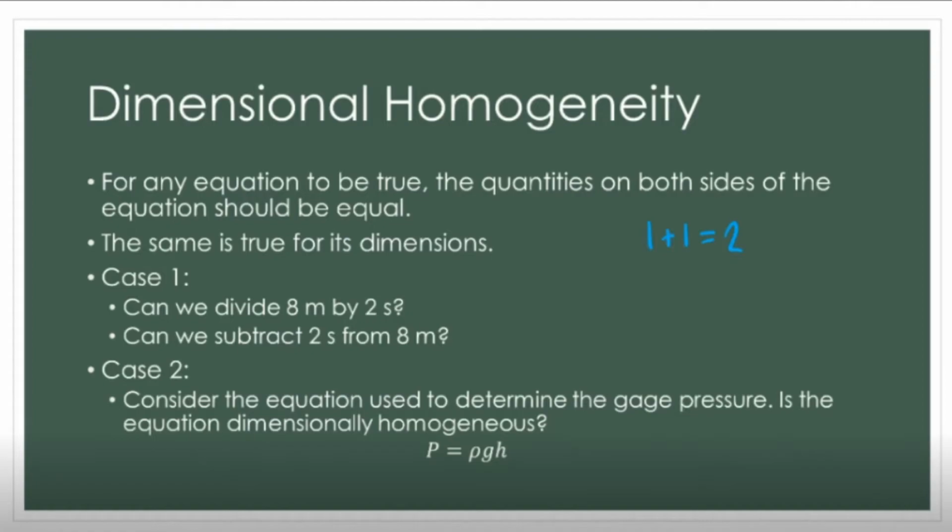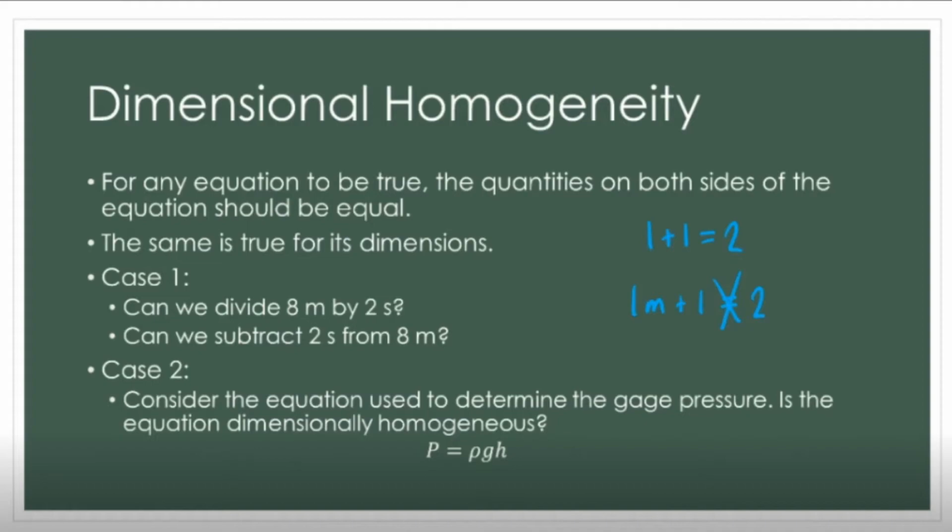Let us examine what happens if one of these numbers has a unit. Let's say, for example, 1 meter plus 1 is equal to 2. Is this still an equality? The answer is no. This is no longer a valid equality. That is because even though the numerical side is true, the dimensional side is not true. Therefore, it's not a true equation.